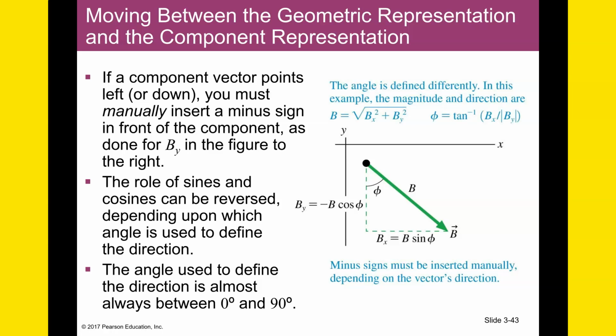The slide says: If a component vector points left or down, you must manually insert a minus sign in front of the component, as done for b sub y in the figure to the right. No, you don't. Not if you use a standard angle, you don't. Now, if you don't use a standard angle, you're going to have to manually insert the correct sign sometimes. But if you use a standard angle, the signs will take care of themselves. So just keep that in mind. Also, if you use a standard angle, the horizontal component will always be found using cosine of that standard angle, and the vertical component will always be found using sine of that standard angle all the time.